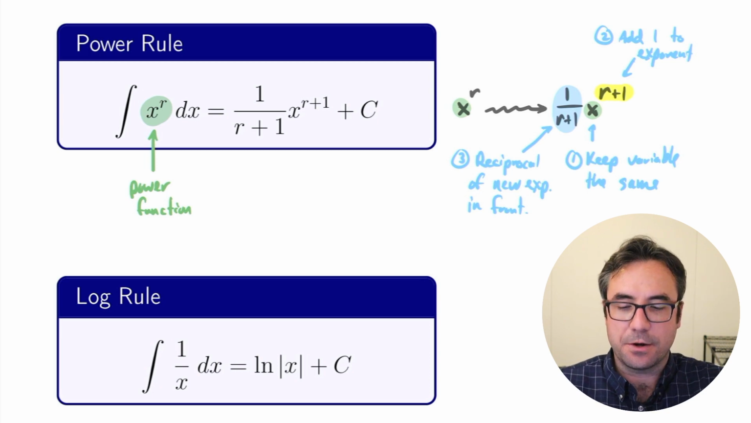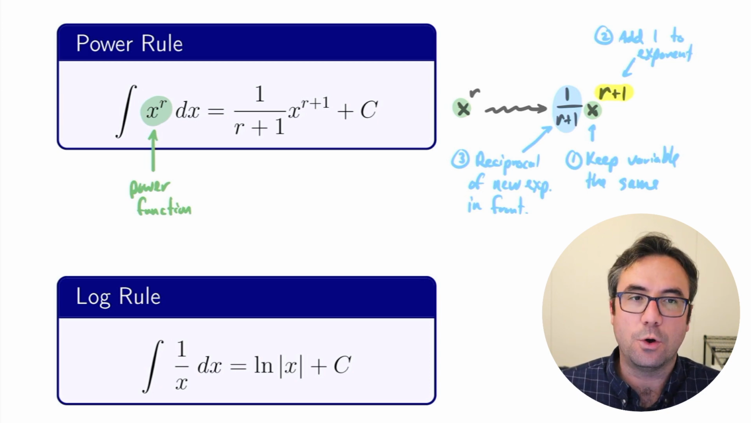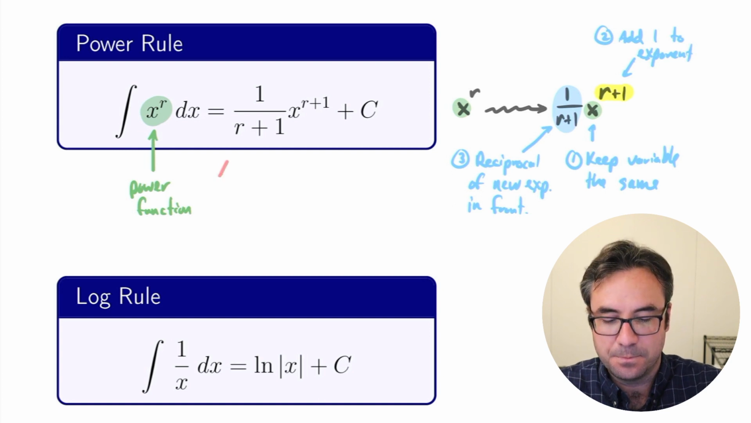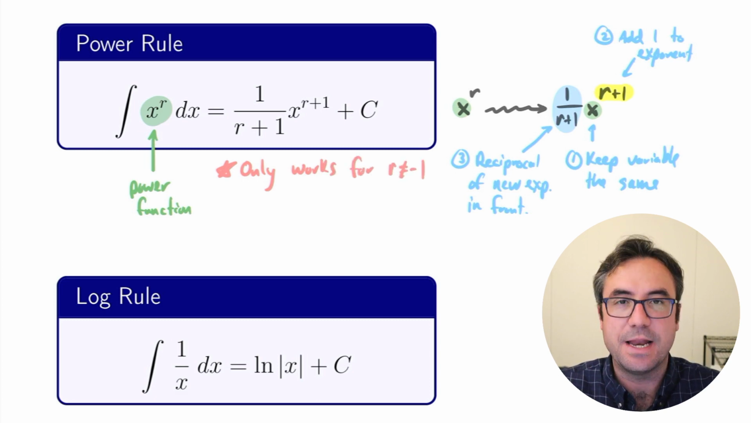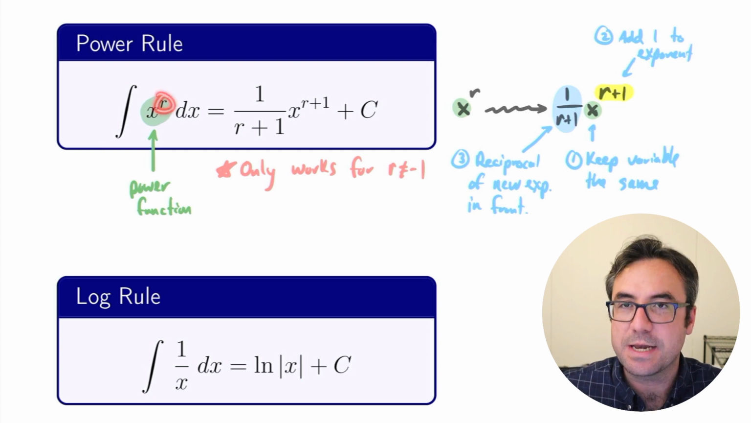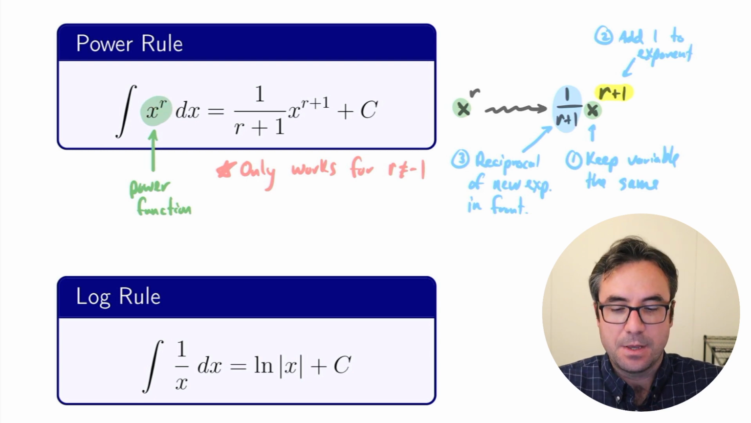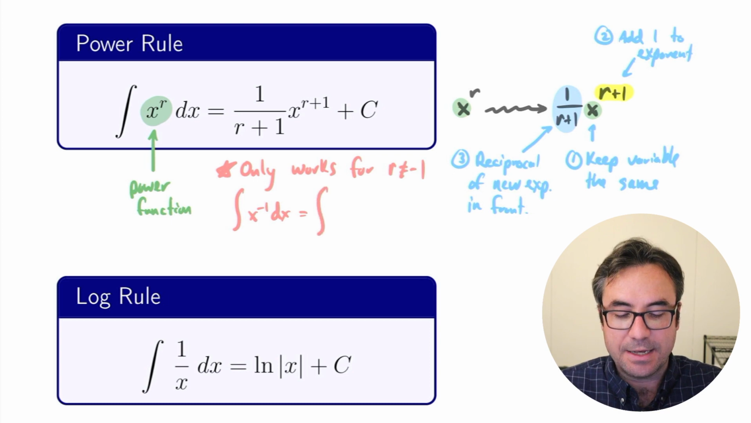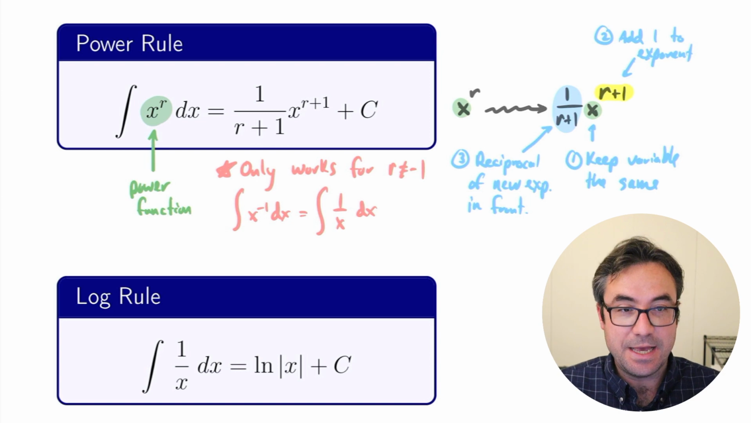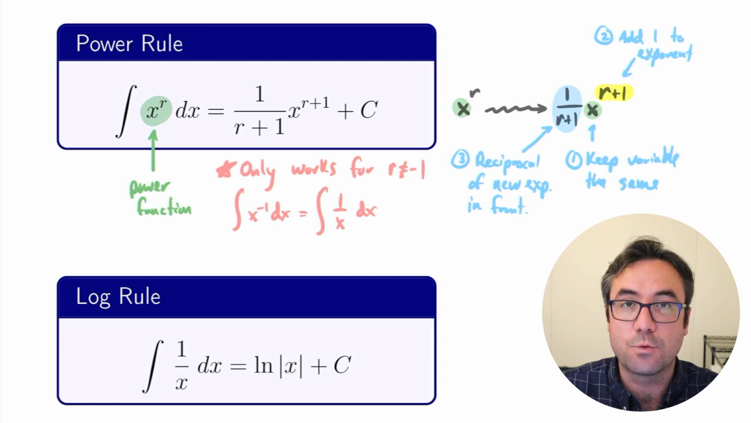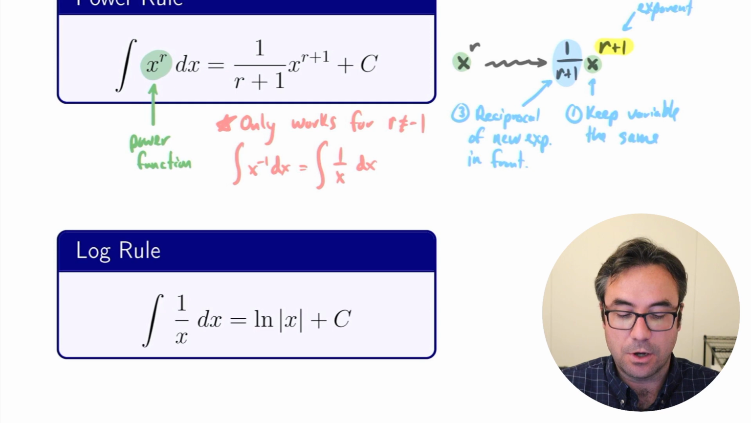And one little note here. This power rule only works for r not equal to -1. So this exponent can't be -1. What we're going to see is that if we're integrating x raised to the -1, we're going to write that as the integral of 1 over x, and that is a different rule. That's our log rule down here.